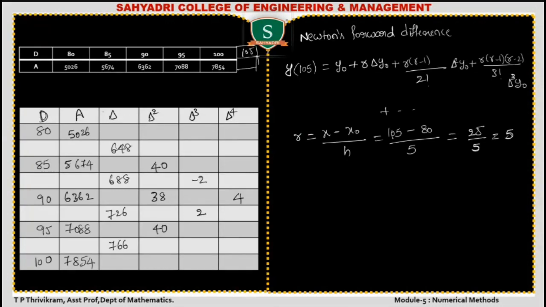So here x minus x naught: the unknown value is 105, minus x naught, and x naught is the first value in x, 80, divided by 5, where 5 is the common difference. 25 divided by 5 is 5, so I have to take R as 5. Now make use of forward difference interpolation. Y at 105 is equal to y naught, and y naught is the first value, that means 5026.